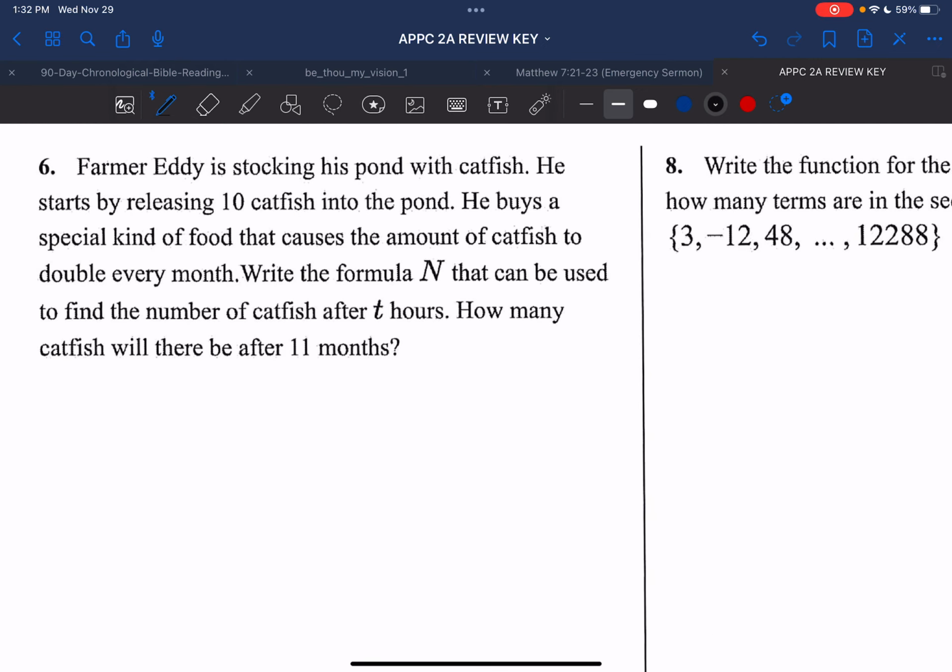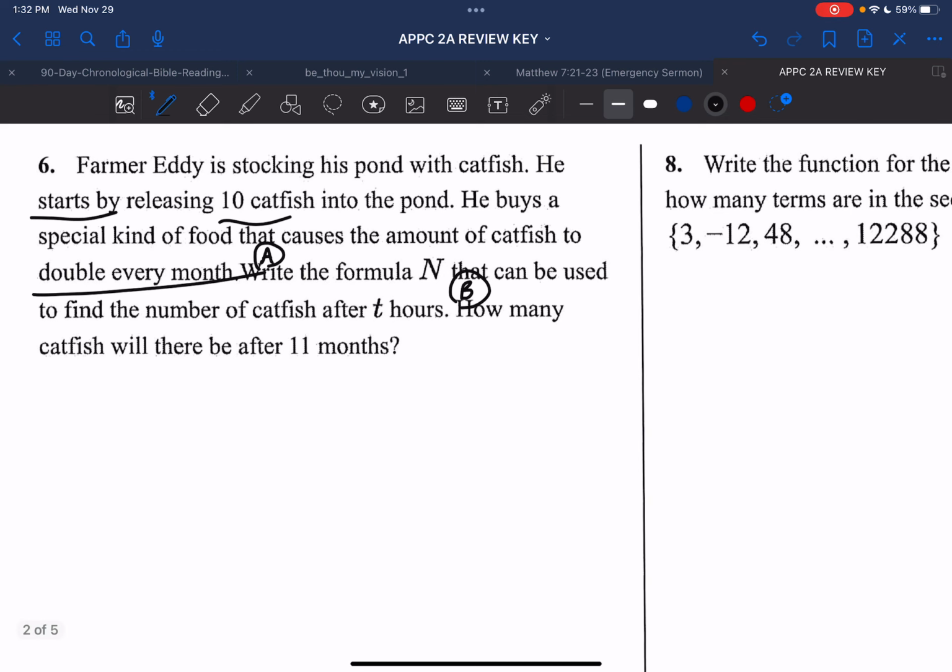And then I have farmer Eddie stocking his pond with catfish. He starts by releasing 10 catfish into the pond. Starts is an important word. He buys a special kind of food that causes the amount of catfish to double every month. That's important. So write the formula that can be used to find the number of catfish after t months. So this is kind of like part A, and this is kind of like part B. I'll label them to make it easier to see.